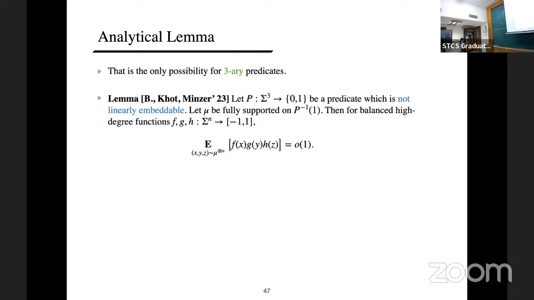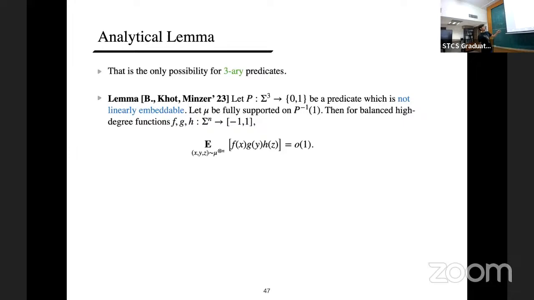The reason we could only do it for 3-ary predicates and not for arbitrary arity is because of this main technical lemma that we show. So I'll just state this technical lemma. Let's fix the predicate P which has no linear embedding. Again, I would have to tell you what the characterization is, but the characterization is just the Raghavendra characterization. I'll have one slide which tells you that. But this is the analytical lemma that we show.